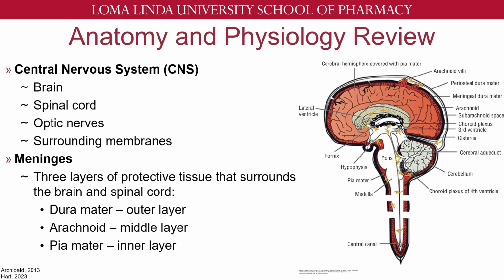So up first, the anatomy and physiology review. This may look pretty familiar for those of you who have taken anatomy and physiology. We have the central nervous system, commonly abbreviated as the CNS, which comprises the brain, spinal cord, optic nerves, and the surrounding membranes. Now we refer to those surrounding membranes as the meninges. And the meninges comprise three layers that essentially function to provide protection to the brain and the spinal cord. Those three layers are the dura mater, which is the outermost layer, the arachnoid, which is the middle layer, and the pia mater, which is the inner layer.